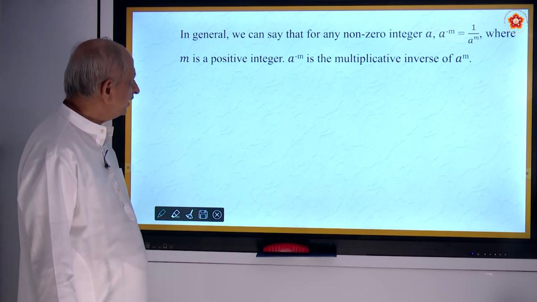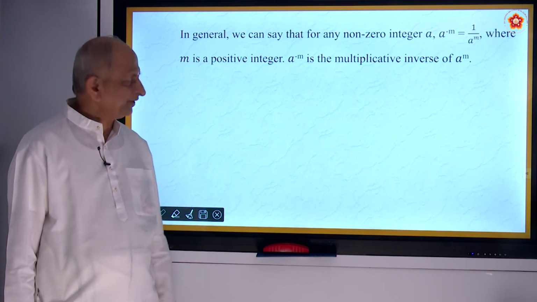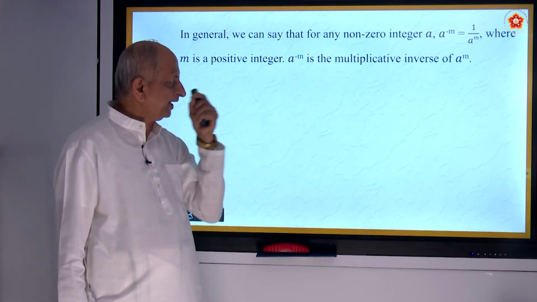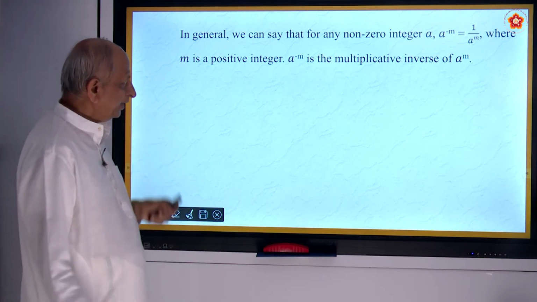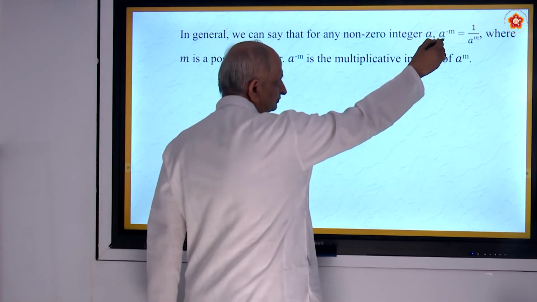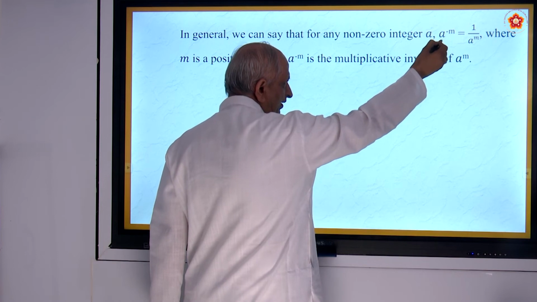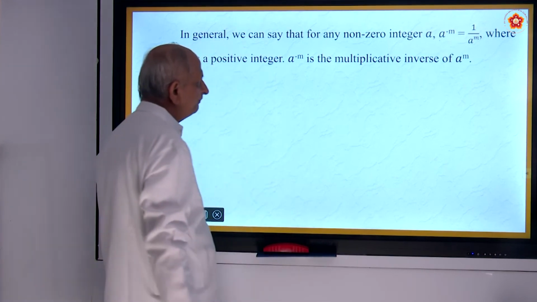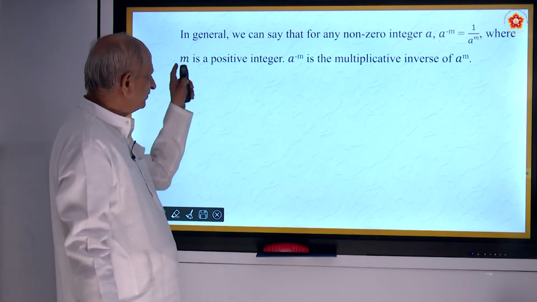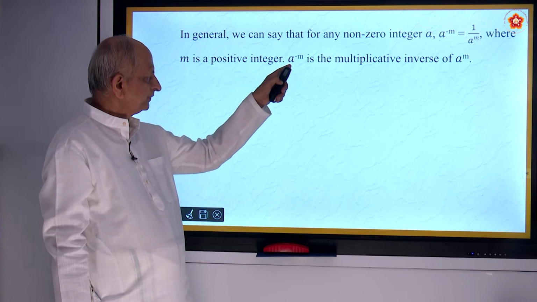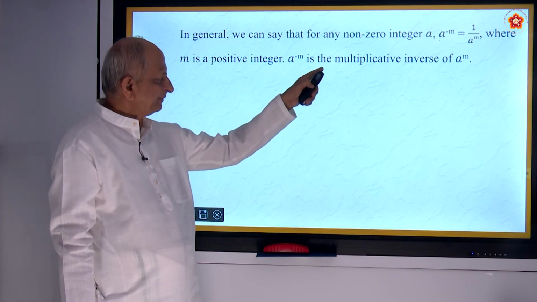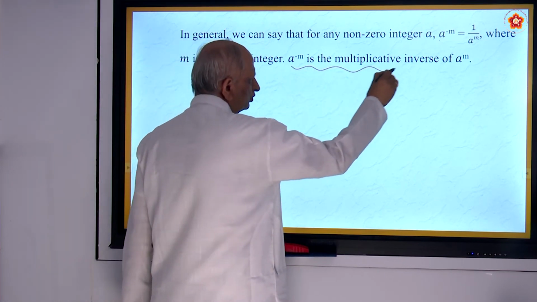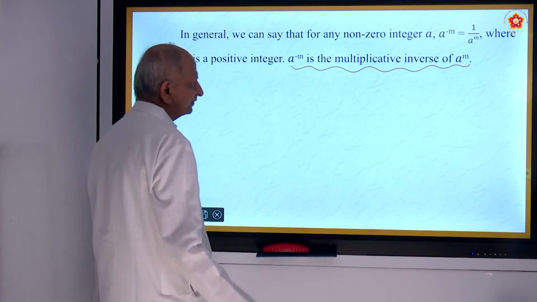And now in general, what can we say? We can say that for any non-zero integer a, a should not be 0, that is very important. Any number 1 or 2 or 3 or like that, a to the power of minus m is equal to 1 by a to the power of m, where m is a positive integer, and a to the power minus m is the multiplicative inverse of a to the power of m. So this is called multiplicative inverse.